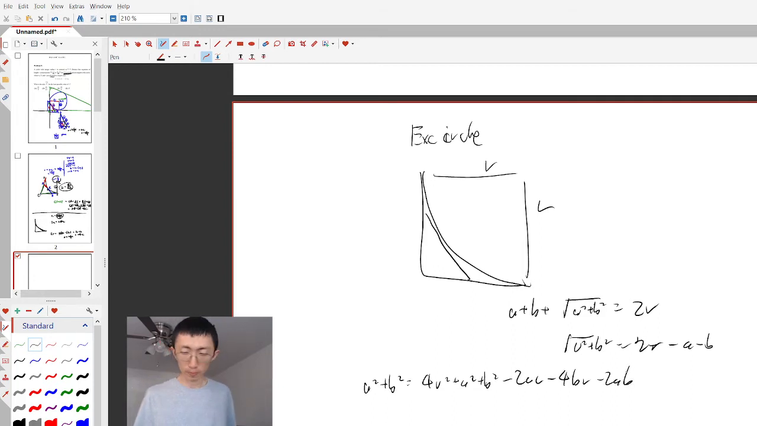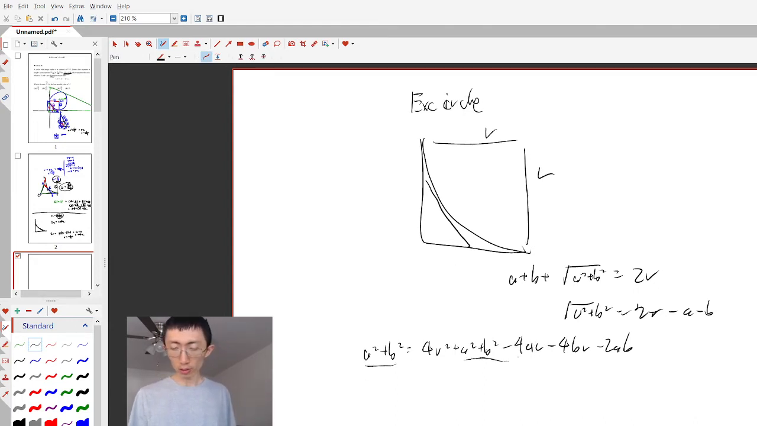That should be a 4. Okay, so we can kind of see those two cancel, and we're just left with some equation. Let's just divide by 2. R squared minus 2AC minus 2BR minus AB is, I guess this should be a positive sign. Yeah, that's negative and that's negative. Equals 0.